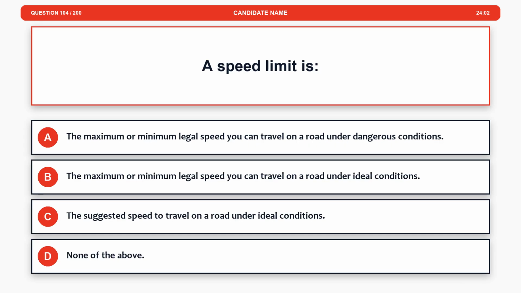Question 104. A speed limit is option A, the maximum or minimum legal speed you can travel on a road under dangerous conditions. Option B, the maximum or minimum legal speed you can travel on a road under ideal conditions. Option C, the suggested speed to travel on a road under ideal conditions. Option D, none of the above.